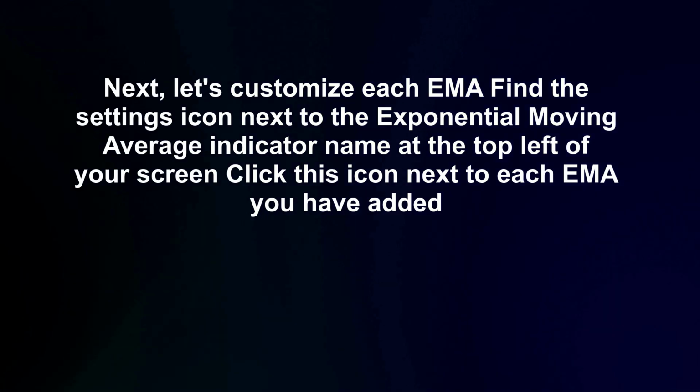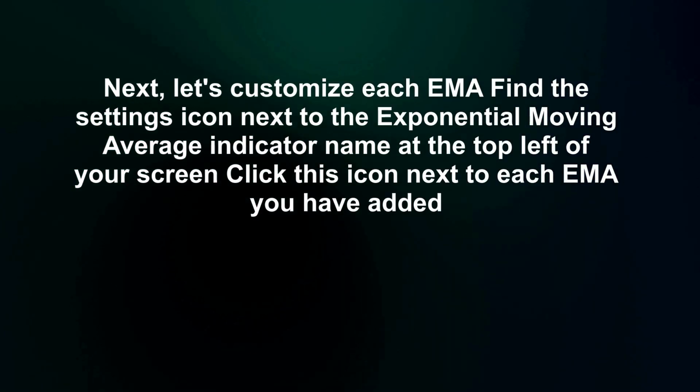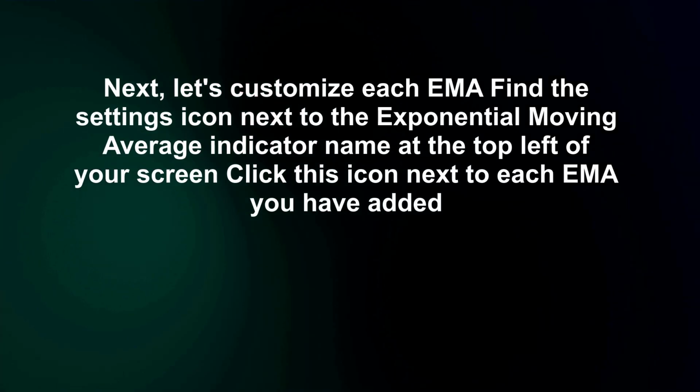Next, let's customize each EMA. Find the settings icon next to the Exponential Moving Average indicator name at the top left of your screen. Click this icon next to each EMA you have added.